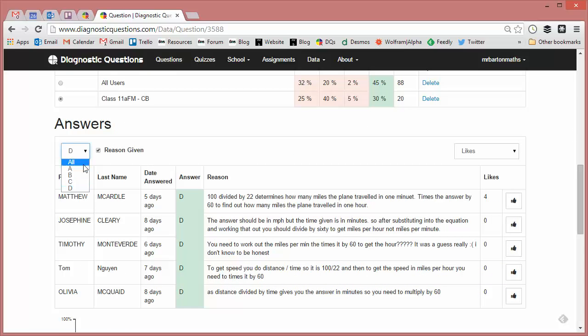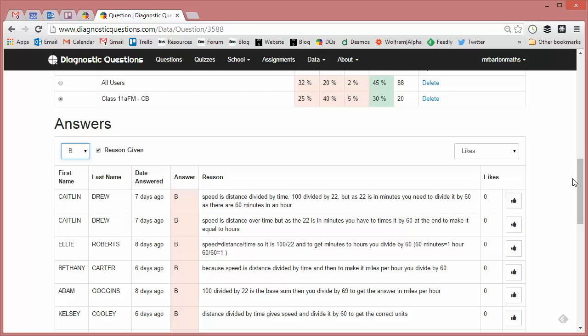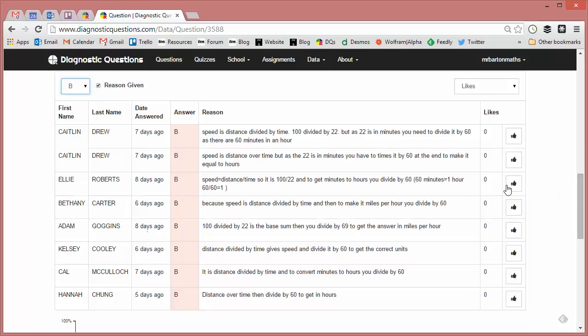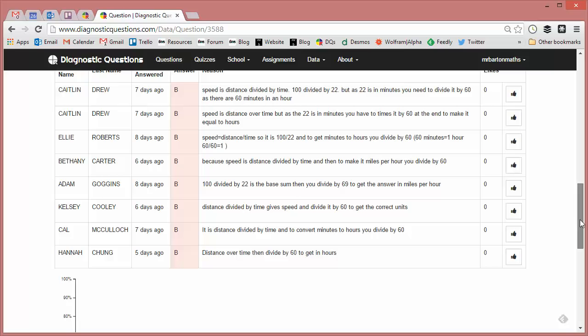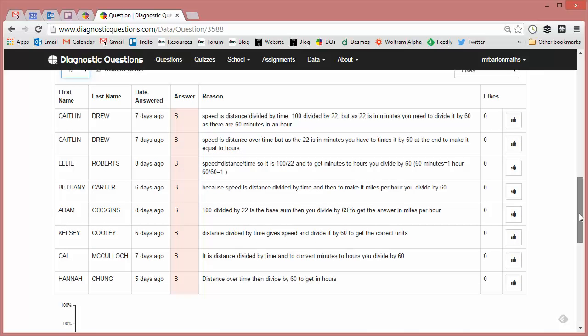Let's have a look. If I click here, I can go to answer B, and I now get all the students' answers who've got it wrong. I can see Caitlin is telling me speed is distance divided by time, but 22 is in minutes, so you need to divide by 60 as there are 60 minutes in an hour. So now, not only do I know Caitlin's made a mistake, I know exactly where she's made that mistake. Similarly with Beth here, because speed is distance divided by time, and then to make it miles per hour, you divide by 60. So I get a brilliant insight into how my students are thinking.